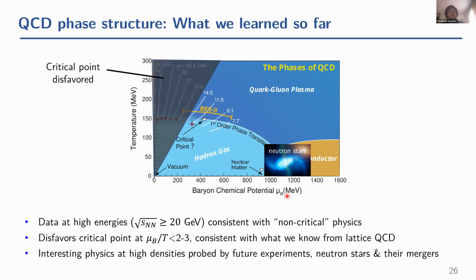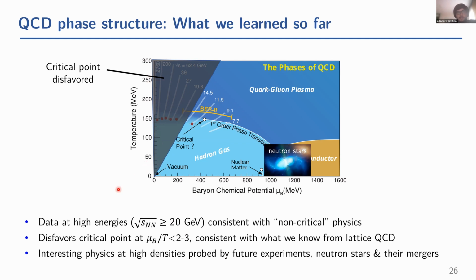But what we can say about what we have learned so far from the experiments and data we have is that a critical point is disfavored at high energies, or alternatively at small mu_B over T, because the data at square root of s more than 20 GeV is consistent with non-critical physics, with precision calculations of the non-critical baseline. This disfavors a critical point at mu_B over T less than 2 or 3, and this is consistent with what we know from the latest lattice QCD and extrapolations from zero chemical potential.